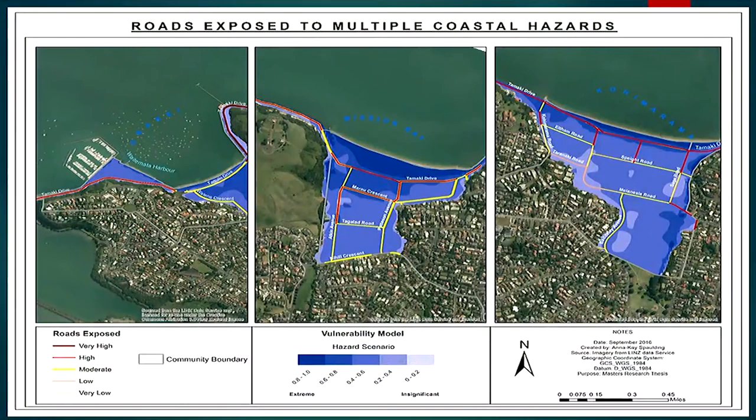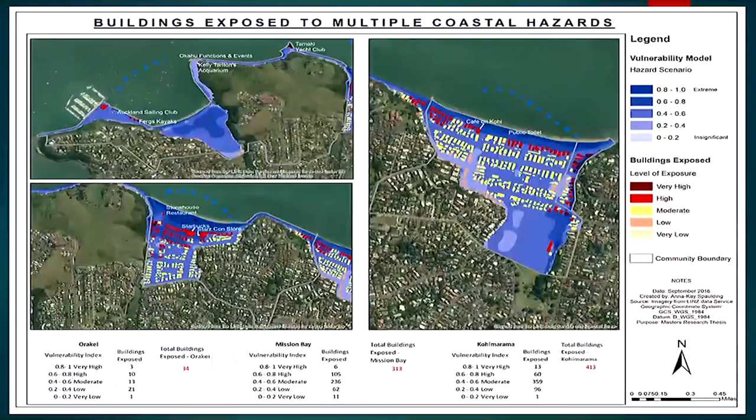Now then, ladies and gentlemen, the road assets were overlaid on top of that model in order to identify which roads were most exposed. Now the roads, as you can see, in the very dark shade of red, are most exposed, and we can see that part of the Oraki area, Mission Bay mostly, and Korimahamaha show more exposure of roads as opposed to Oraki.